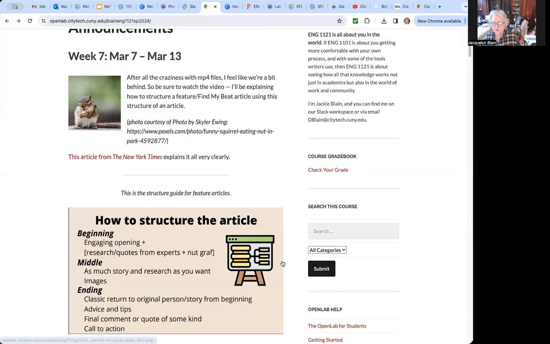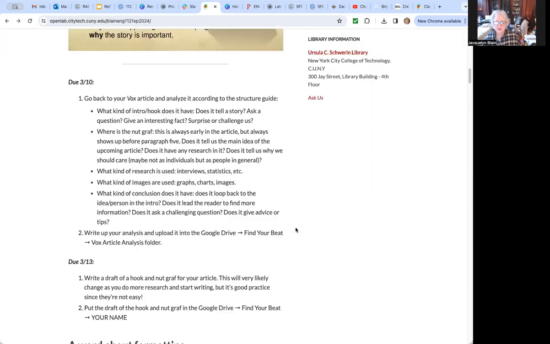There we go. Okay, so put it in there. It'll give you a chance to really look. What gets confusing sometimes is what the nut graph is and where it is. So if you'll put the link to the Vox article in this, I'll go take a look at it too, especially if you've got questions about where the nut graph is and how it's set up. Right? So that's due for Sunday night.